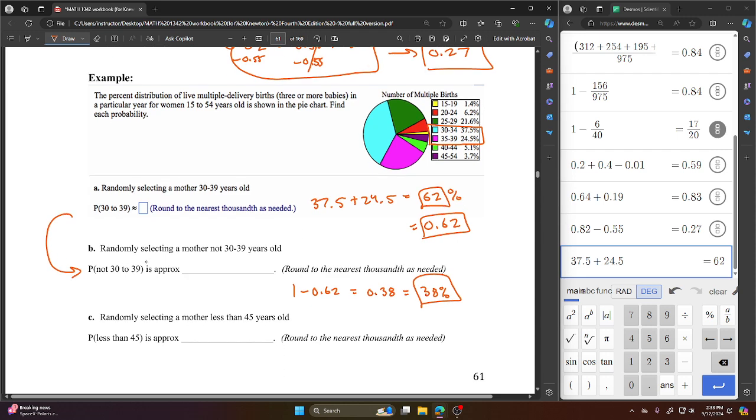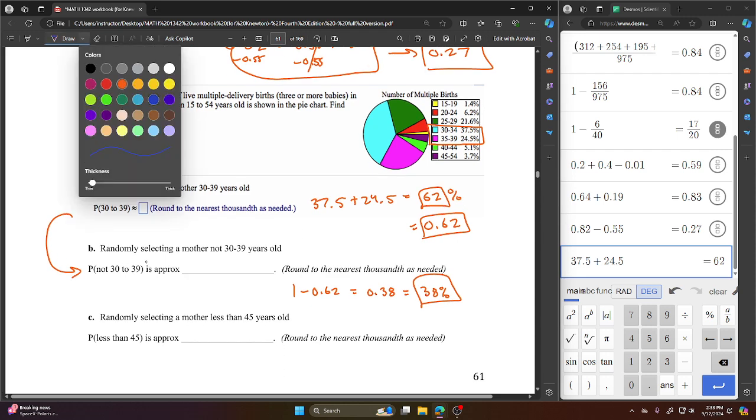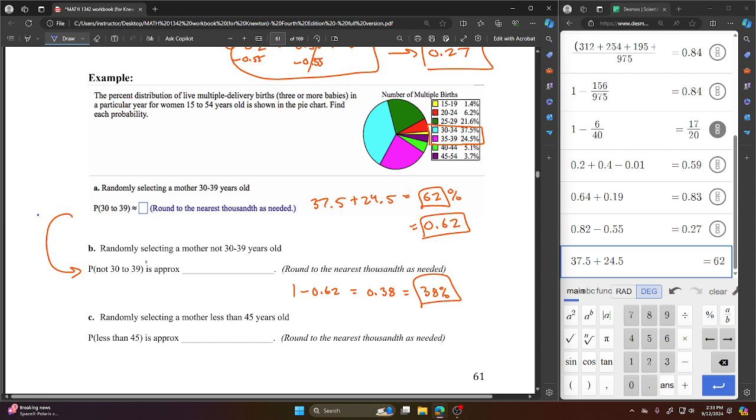Okay. And then finally it says less than 45. That would be all of this stuff, isn't it? So instead of adding it all up, which you totally could, wouldn't it be easier just to say the opposite of this guy? Yep, 100% minus the 3.7, right? 96.3. Cool. So that makes it a little bit easier. Again, you could add them all up.